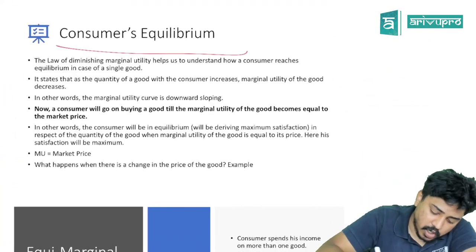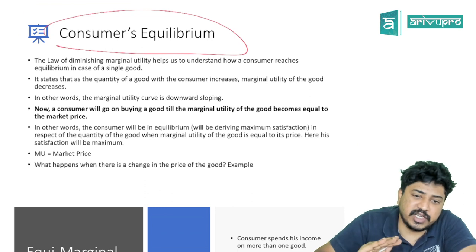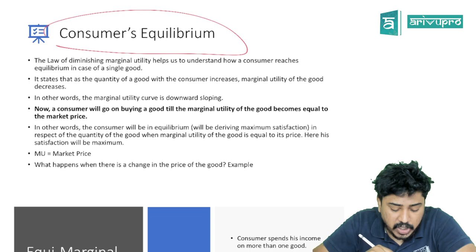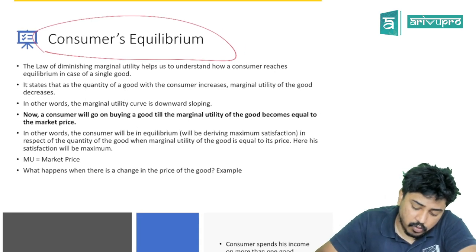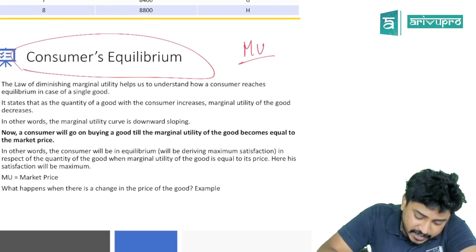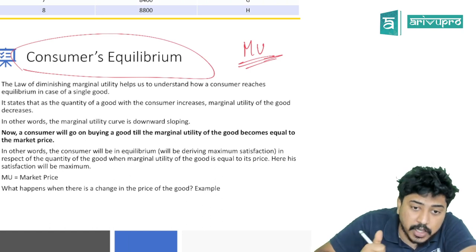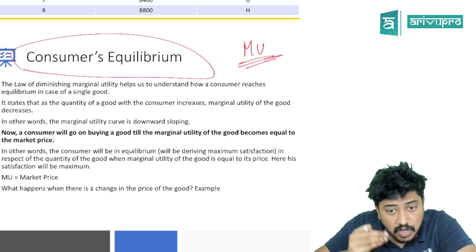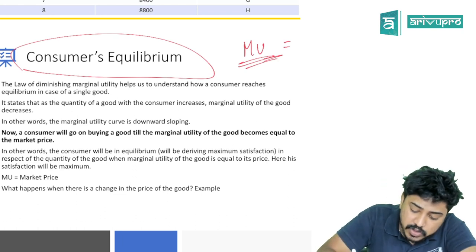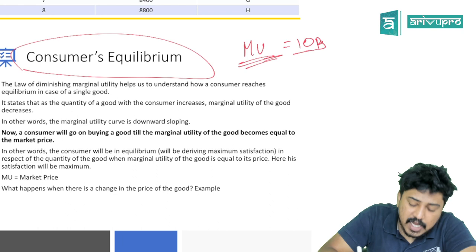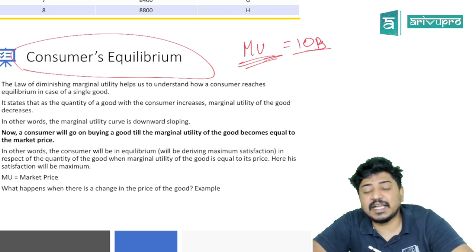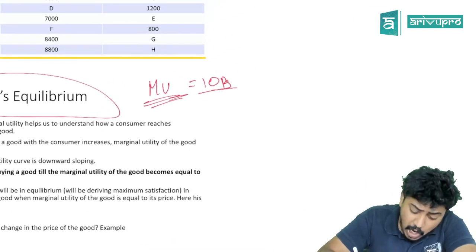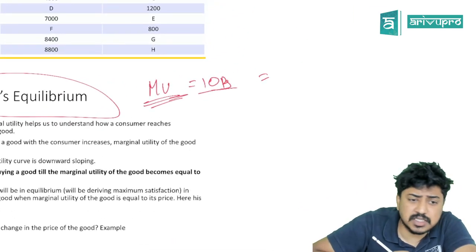Now we'll move on to how, using marginal utility and total utility, we can measure the consumer equilibrium. Now MU, I told you, you measure it in terms of what? In terms of money, correct? You are measuring MU in terms of money. Let us say MU is 10 rupees. You're getting a satisfaction worth how much? 10 rupees.